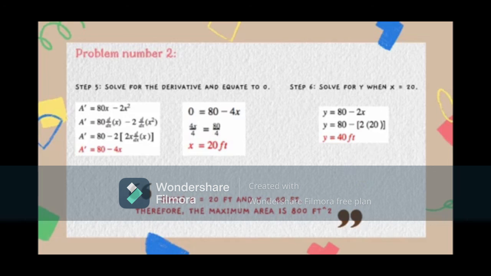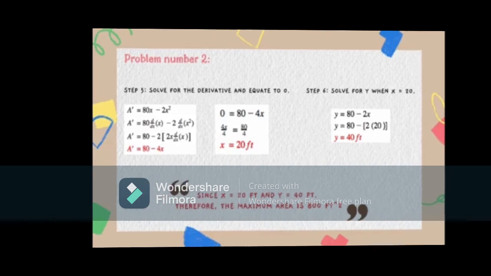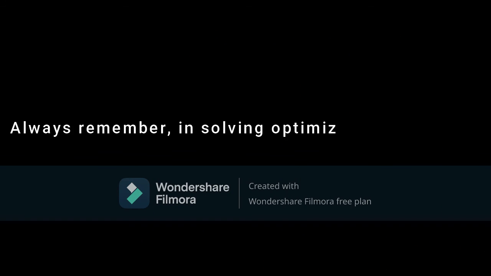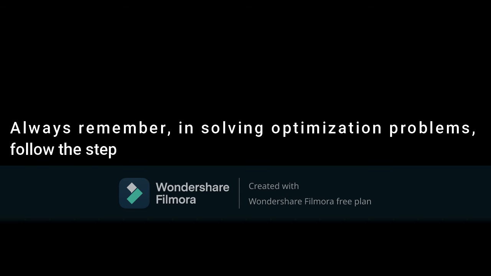Since x is equal to 20 feet and y is equal to 40 feet, therefore, the maximum area of the garden is equal to 800 square feet. Always remember, in solving optimization problems, follow the steps carefully and review your solution and answers.